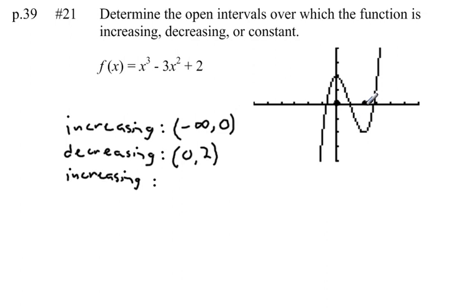Now, last but not least, from that point onward, forever, it appears as if the graph of the function is increasing. So from 2 forever onward, up to infinity, the graph of the function is increasing. So it's increasing, then decreasing, then increasing along these intervals of x values.